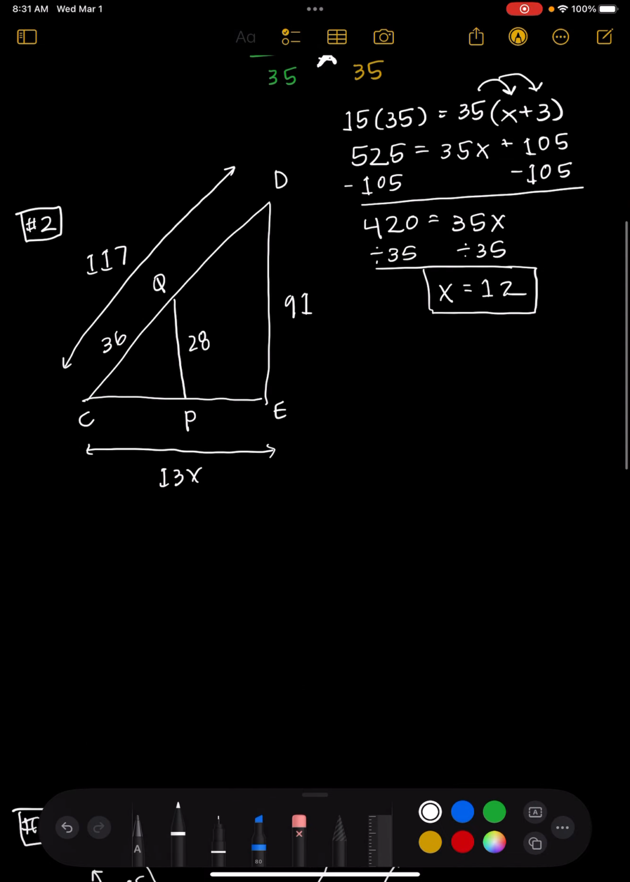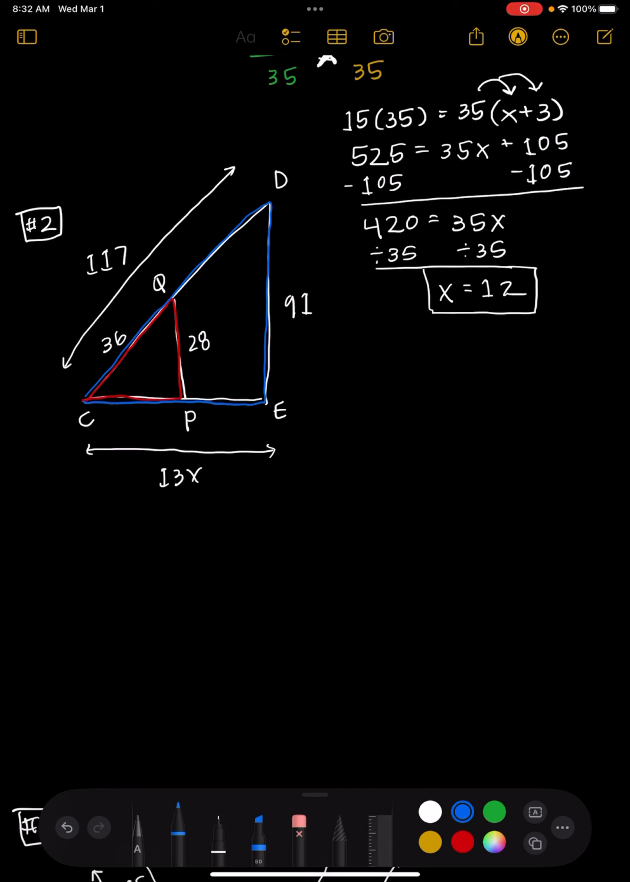Okay, let's look at the second example. In the second example, it's like we have a triangle inside of a triangle. So we're going to make one triangle. We'll make the smaller triangle the red triangle, and then the bigger triangle the blue triangle. Now they overlap, and that's okay.